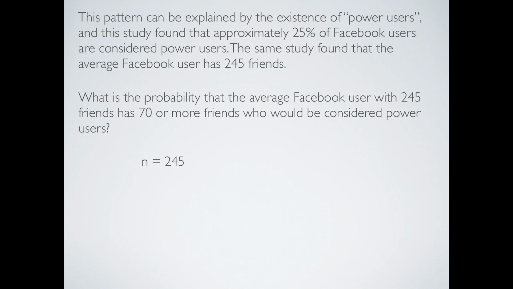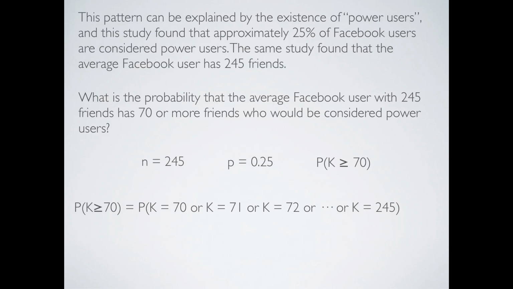Our givens are that the sample size is 245, the probability of success is 0.25, and we want to find the probability of getting at least 70 successes, or in other words, power users. We can find this probability using the binomial distribution, as the probability of exactly 70 power users, or 71, or 72, or all the way up to 245 power users, which is basically the union of all of these disjoint probabilities. But this seems like an awful lot of work to calculate each individual binomial probability.